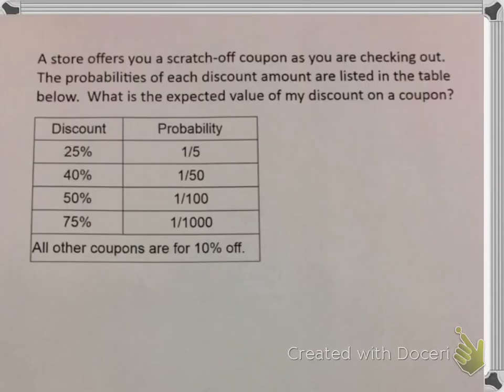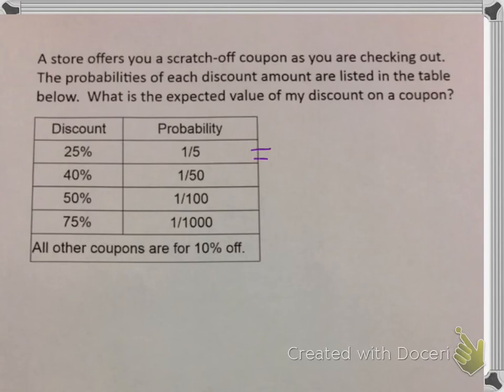So a store offers you a scratch-off coupon as you're checking out. The probabilities of each discount amount are listed in the table below. What is the expected value of my discount on a coupon? So this is really nice because it already has it for you. We just have to multiply it out.